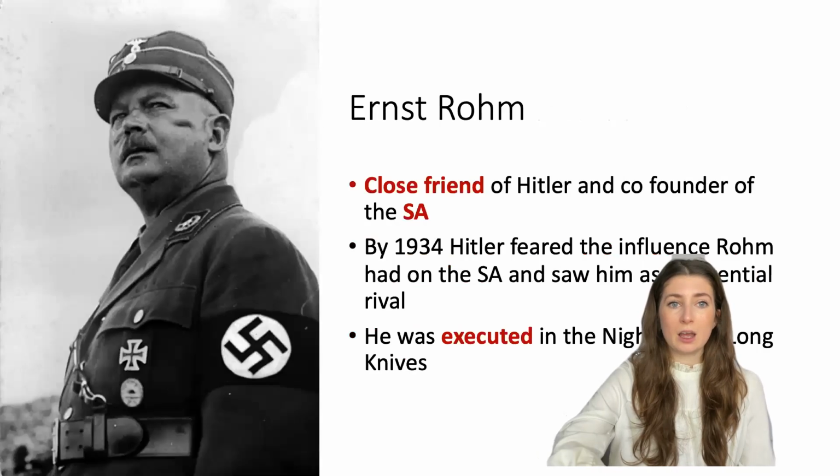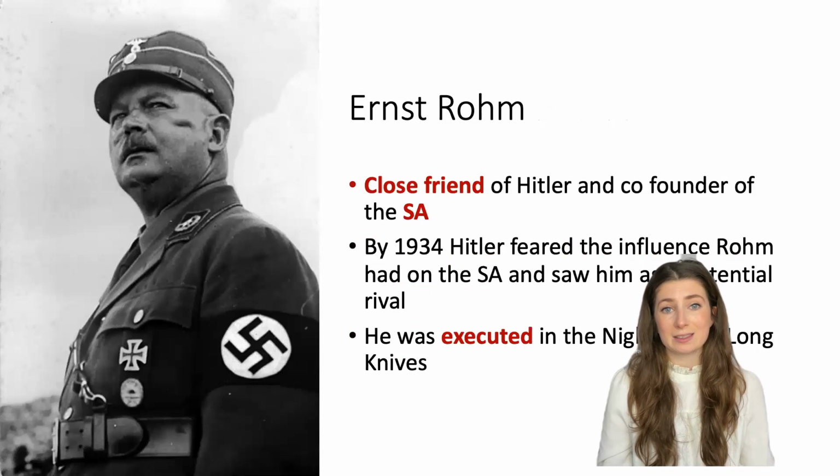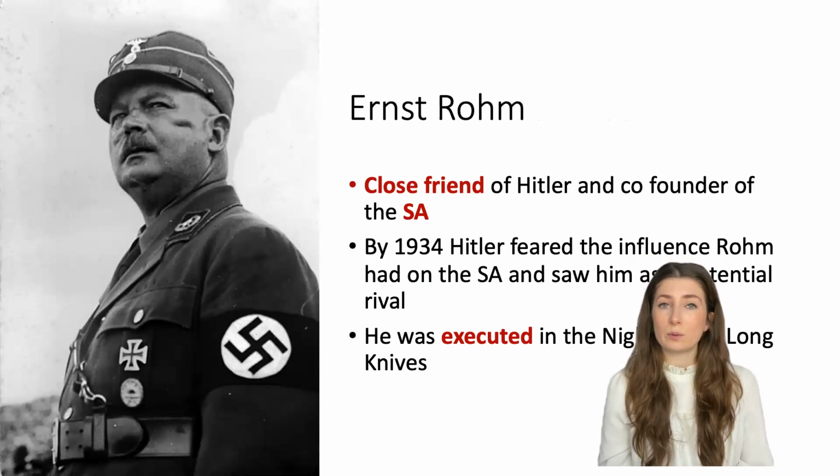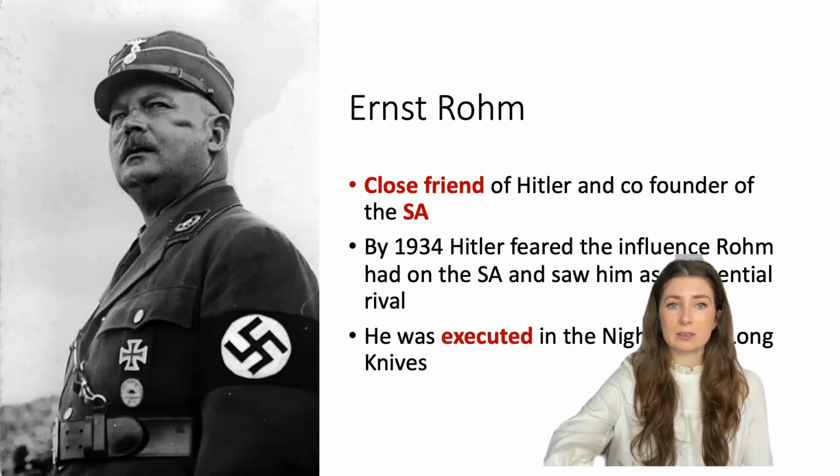And finally, Ernst Röhm, a very close friend of Hitler and co-founder of the SA. If you remember, Hitler then removed him. He thought he was a potential rival. He did not like the influence Röhm had over the SA, and he was executed or murdered, assassinated in the Night of the Long Knives.